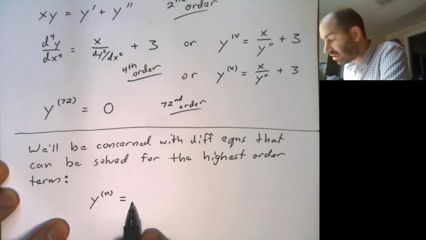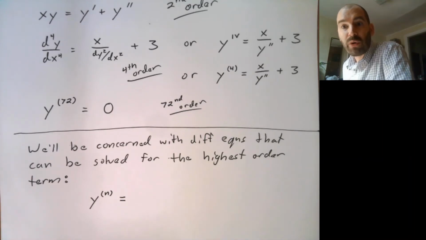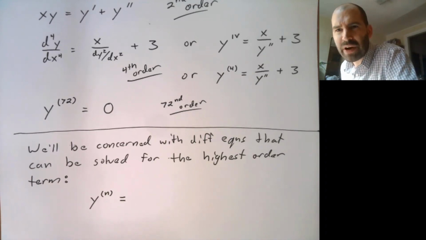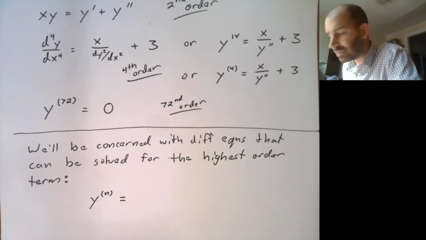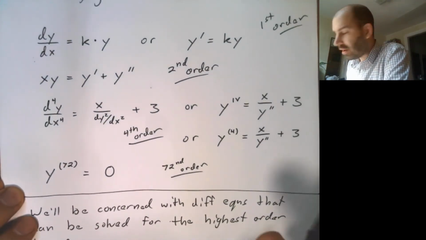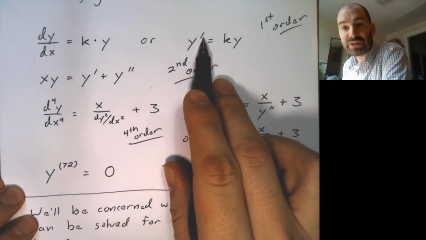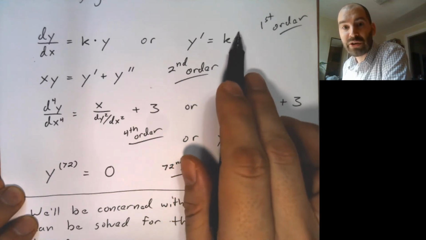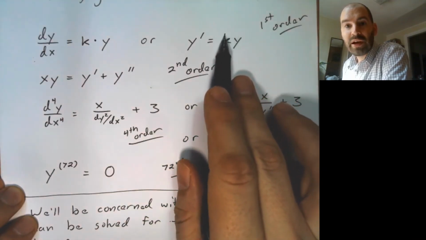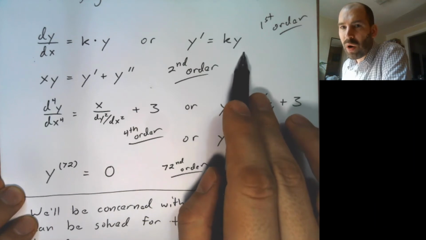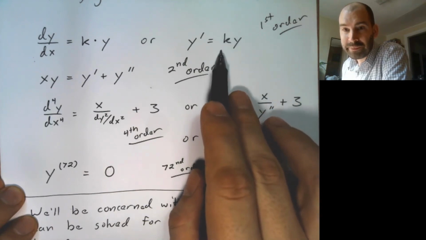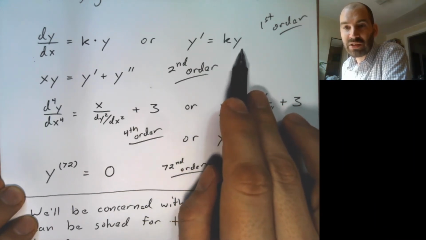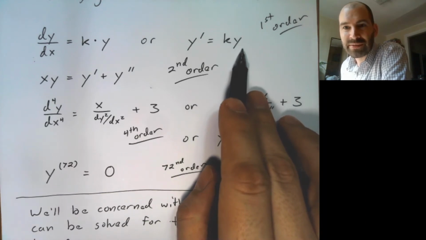Well, it's going to be a bunch of other stuff involving lower order derivatives, and also maybe the variable that the function depends on. So like we had up here, this was solved for the first order derivative, and it's written in terms of, I will say, x and y. Now, x doesn't appear here, but you can think of this as a function of x and y that just happens to not depend on x.